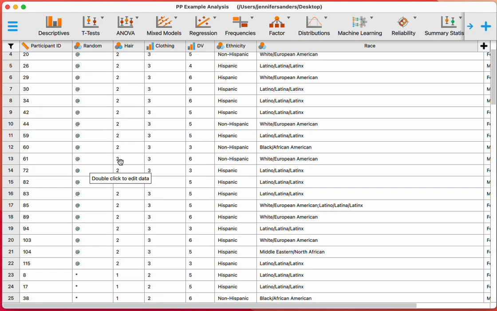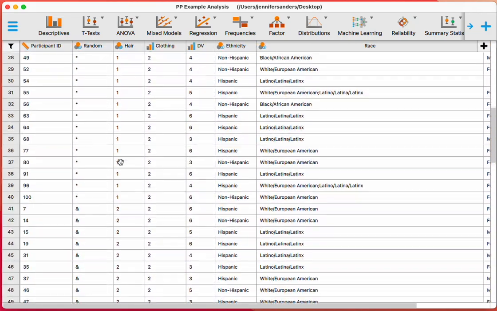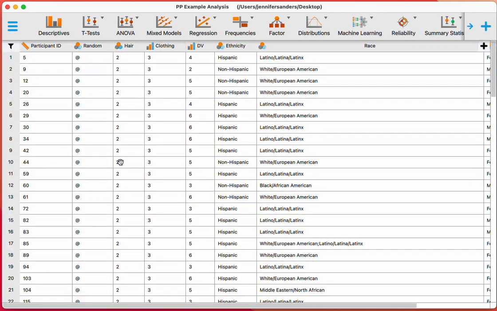So here's my data set. Everything seems to be here. That's good. Okay. So first thing I want to do is make sure that my measures are being read correctly by JASP. So my dependent variable is not a categorical variable. It is a continuous variable. So I need to change that to scale.